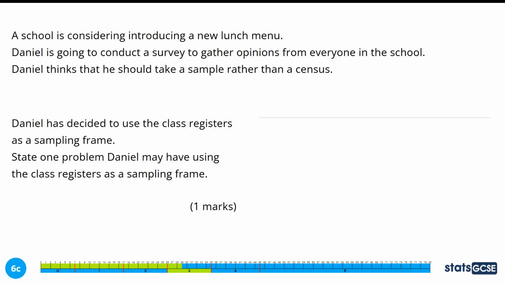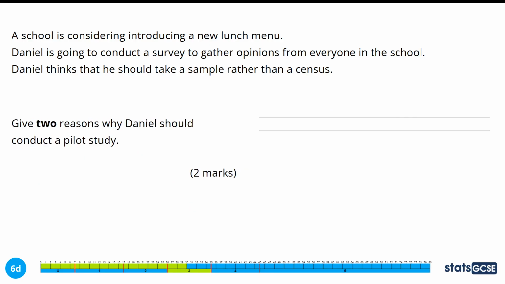Daniel has decided to use the class registers as a sampling frame. State one problem Daniel may have using the class registers as a sampling frame. Try and think of a member of the population that will not be on the class registers. Of course, the staff. So the problem is that the staff will not be included.